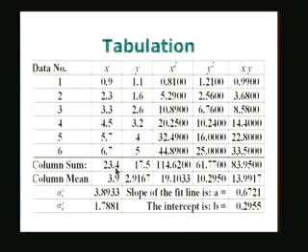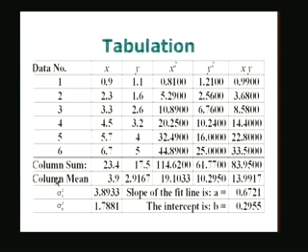So, this 23.4 is sigma x, sigma y is 17.5, and then sigma x squared, sigma y squared and sigma xy. You can see that the column sums are given and the column means can be calculated by simply taking this number and dividing by the number of data points. That is also done here.